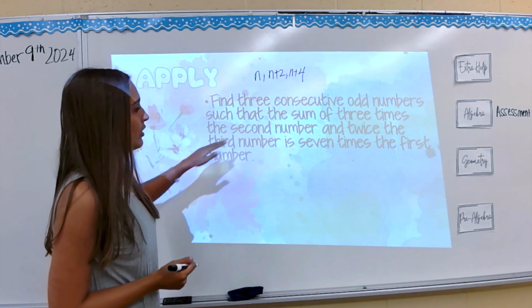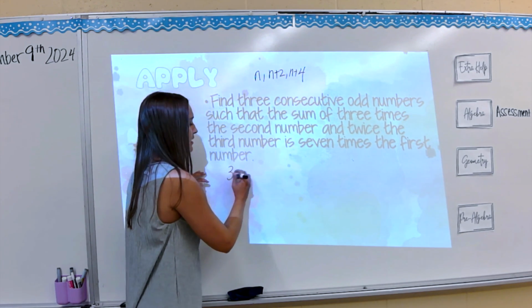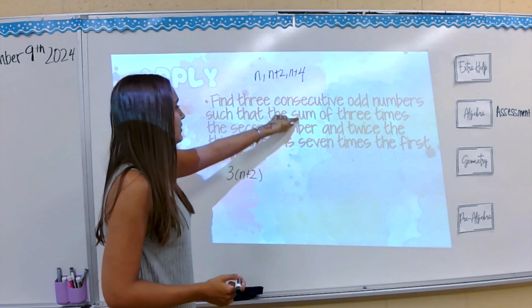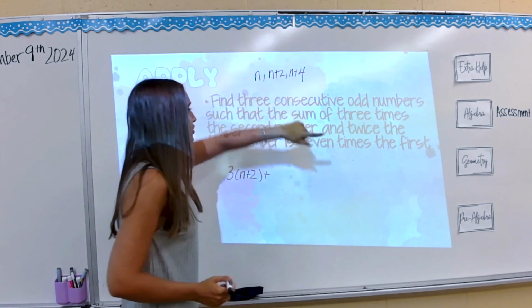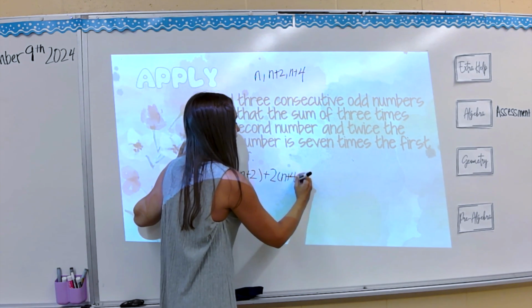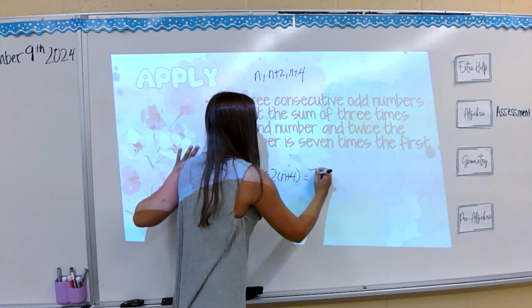So 3 times the second. This is the second, so 3 times n plus 2. We have the sum, so that means addition. Twice the third, so 2 times n plus 4 is 7 times the first, which is 7n.